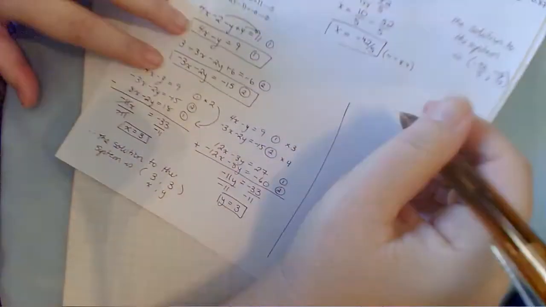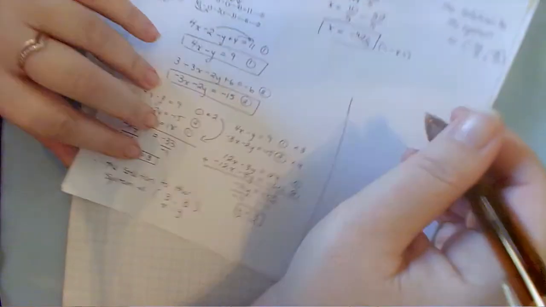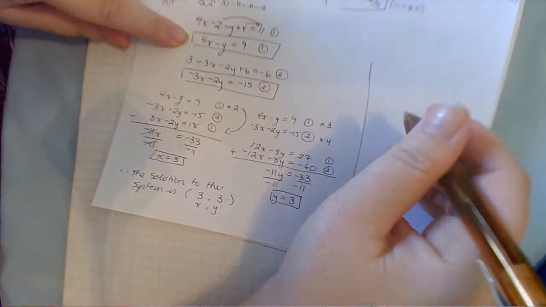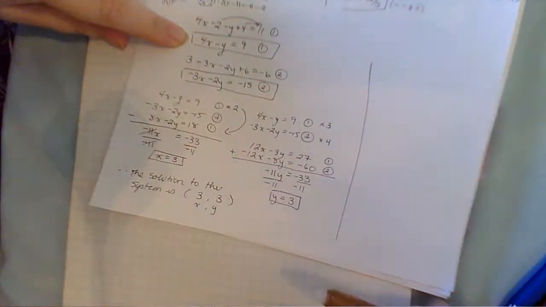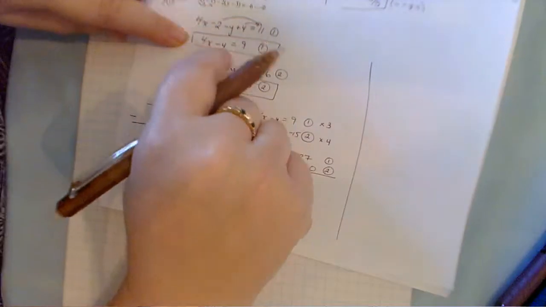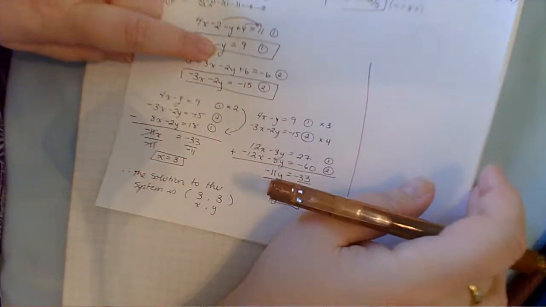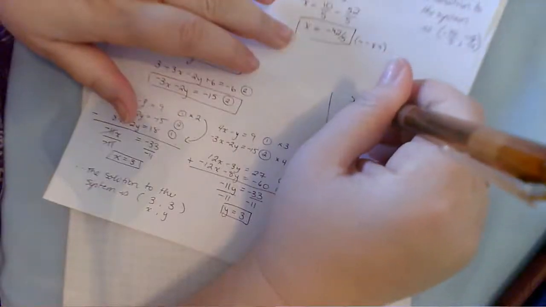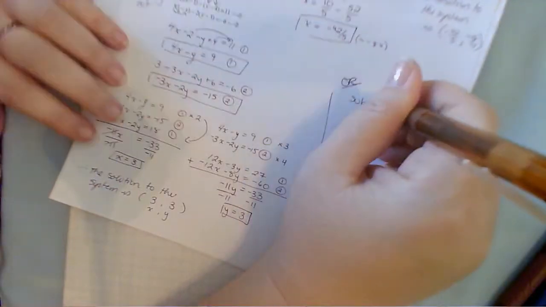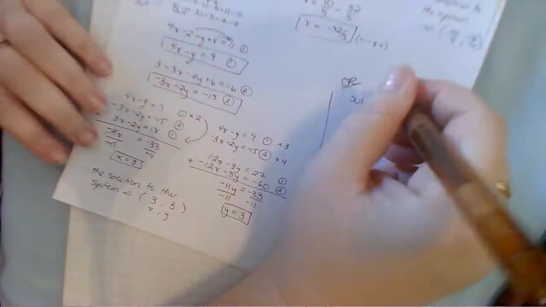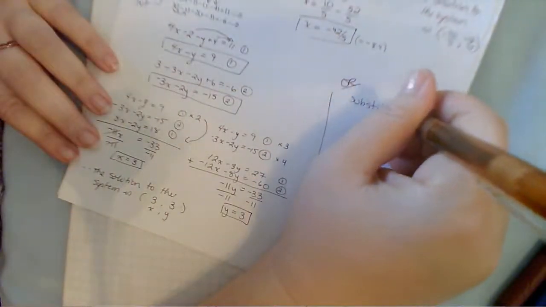Now, if you didn't want to do elimination, when you got to this point up here and you had the equations all nice and expanded and cleaned up, you already had the y in a very good situation in order for substitution to work. You could have done substitution. Because it didn't tell us what method, right? So it said whatever method you want.